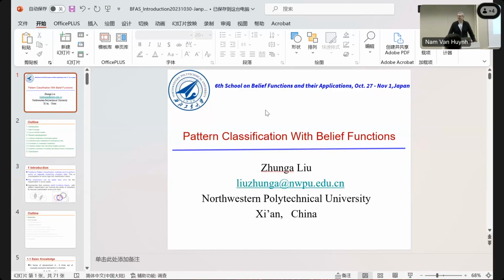Okay, so I'm happy to introduce Professor Zhunga Liu from Northwestern Polytechnical University. Professor Liu has done a lot of work on belief functions. He is one of the top researchers on belief functions, especially with applications to machine learning and information fusion. Today he will give us a lecture about the application of belief functions to pattern classification. Okay, so please, Zhunga, you can start.